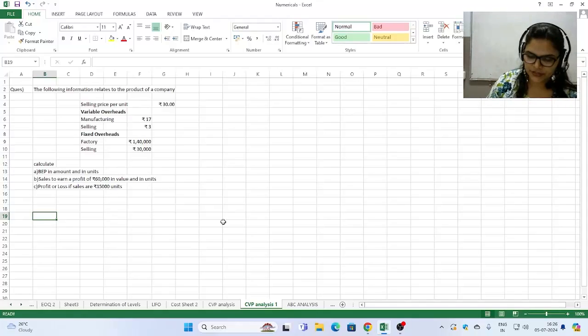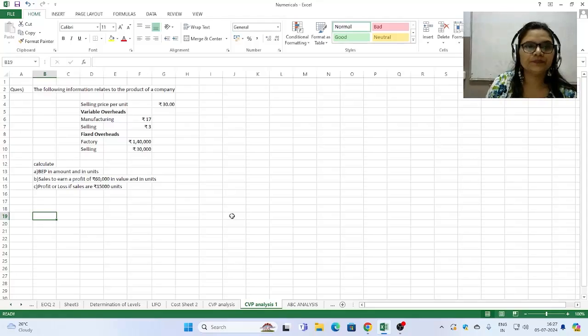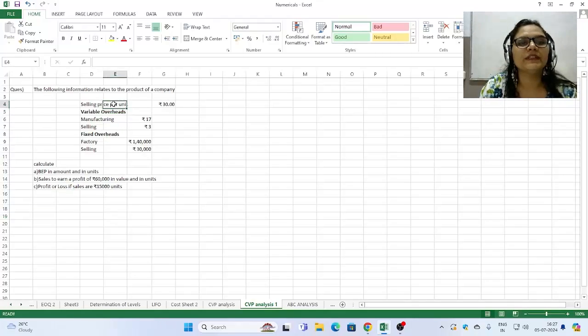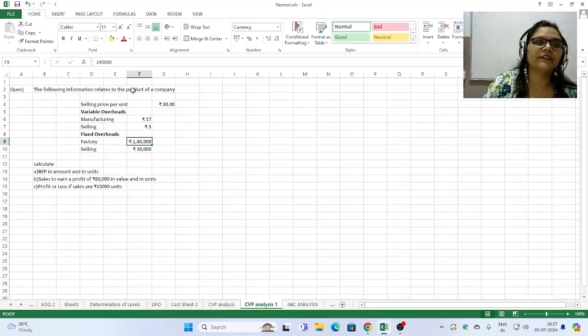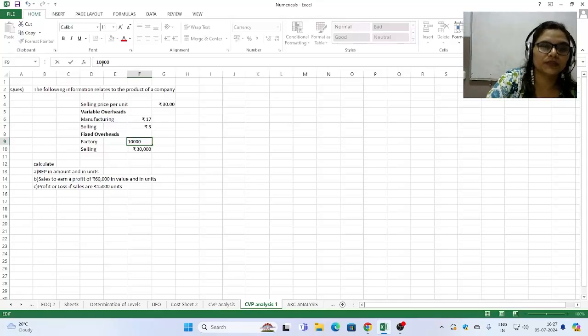The following information relates to the product of a company. Selling price per unit rupees 30, variable overheads manufacturing plus selling 17 plus 3, which is 20, and fixed overhead factory plus selling 1,50,000 and 30,000. So you have to calculate break-even point in amount and in units, and sales to earn a profit of rupees 60,000 in value and units. We need to do certain rectifications over here. It's not 1,40,000, it's 1,50,000.